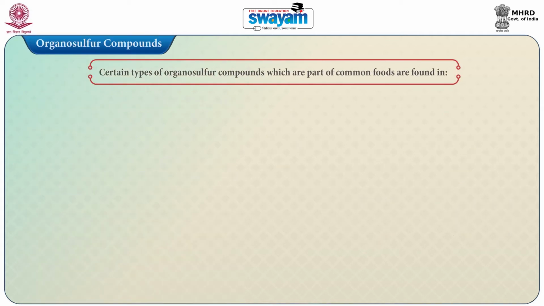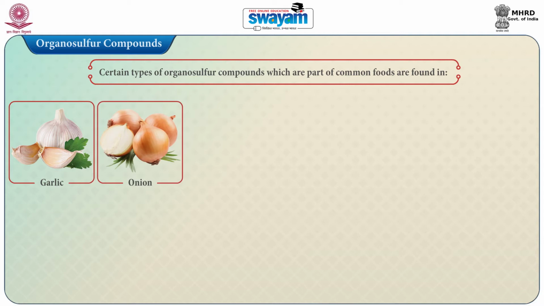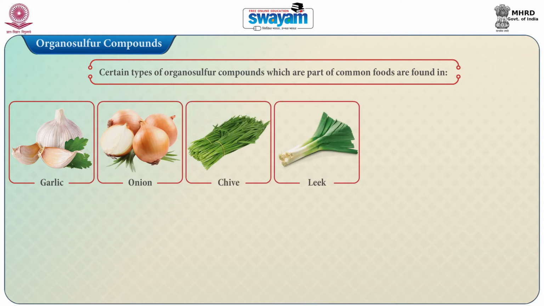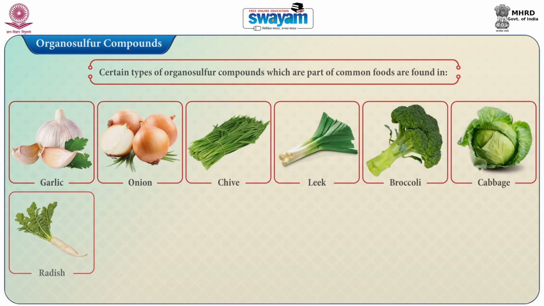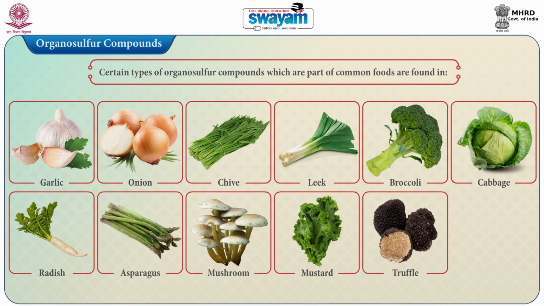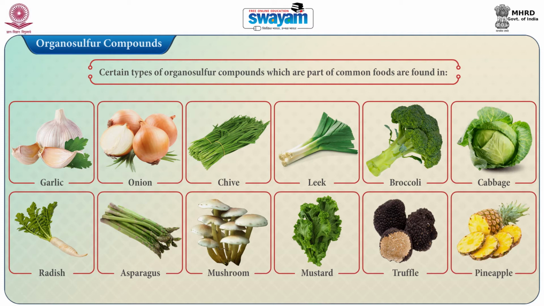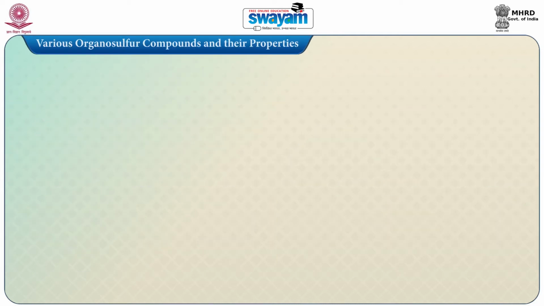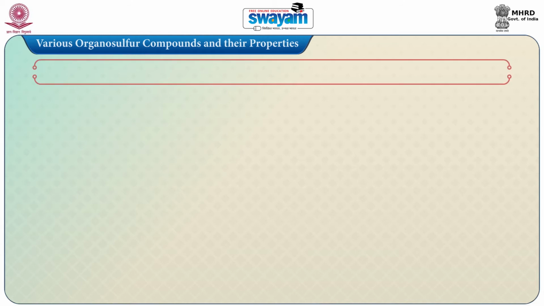However, certain types of organosulfur compounds which are part of common foods are found in garlic, onion, chive, leek, broccoli, cabbage, radish, asparagus, mushroom, mustard, truffle, coffee and pineapple. These foods are known sources of olfactory and gustatory delight. Various organosulfur compounds and their properties.